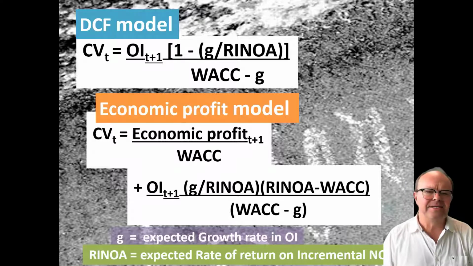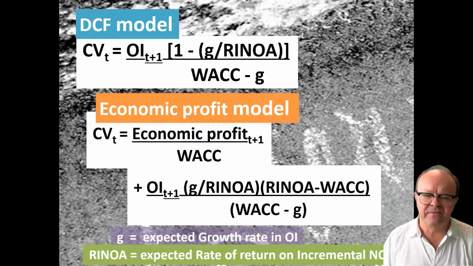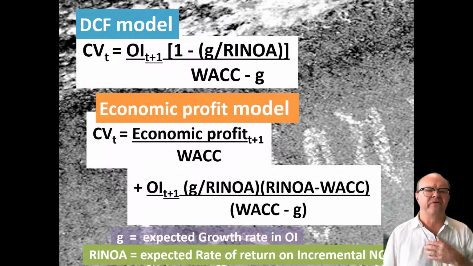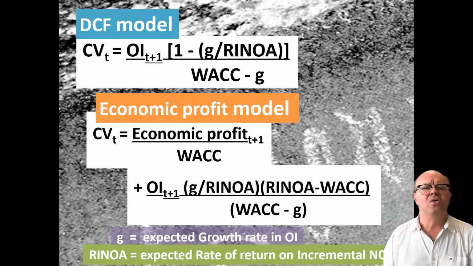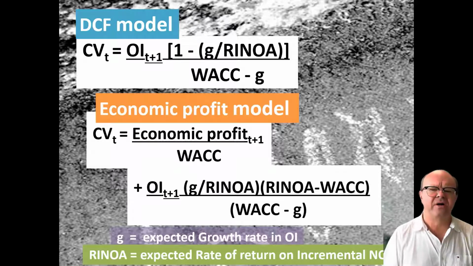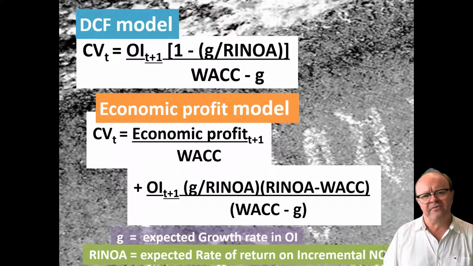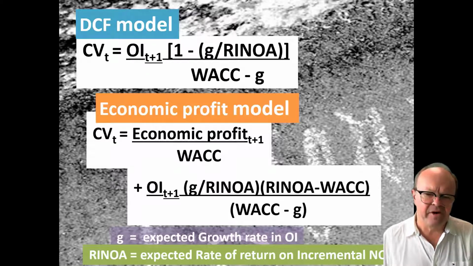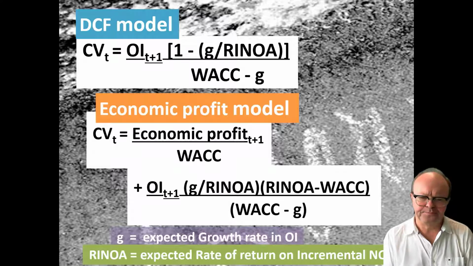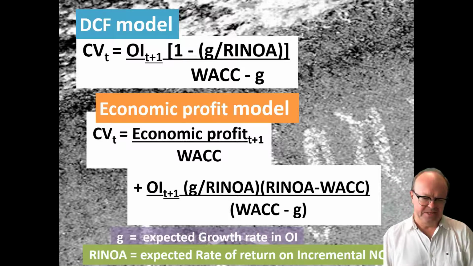With the DCF model, the continuing value at time t, where t is the forecast horizon, so that would be 5 for us. So the continuing value in year 5 is the operating income in year t plus 1, which is year 6 for us, all times 1 minus, in brackets, G divided by RINOA, close square brackets, divided by weighted average cost of capital minus G. And then for the economic profit model, we've got that formula there, where we use economic profit rather than operating income. And the formula is a little bit more complicated.